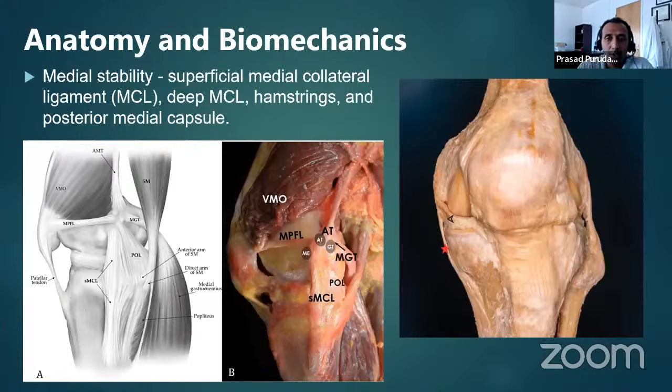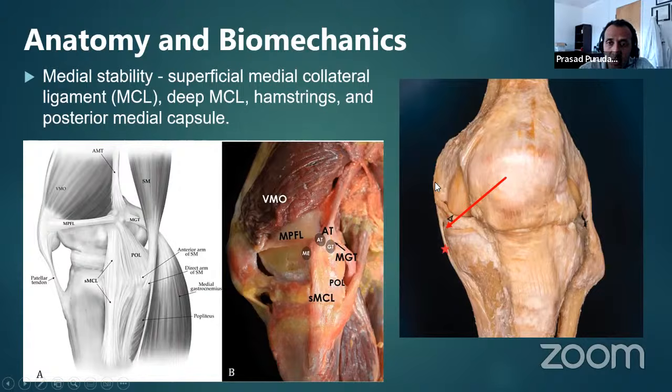Let's take a quick look at the anatomy and the biomechanics of the collateral ligament. The medial stability is primarily provided by the medial collateral ligament, which has two parts: the superficial and the deep MCL. That arrow demonstrates the deep MCL. The MCL origin is from the medial epicondyle on the femur, and the deep MCL runs towards the distal aspect and attaches to the proximal medial tibia at the level of the joint line, and part of it also attaches to the medial meniscus.